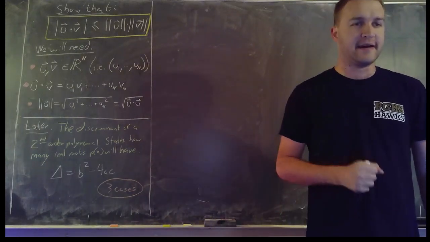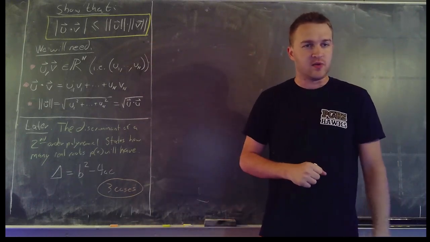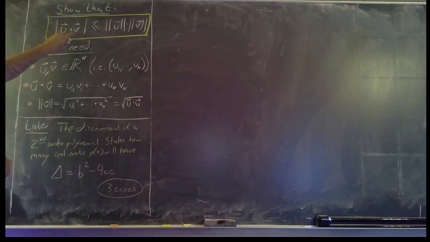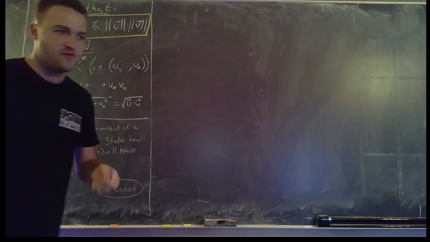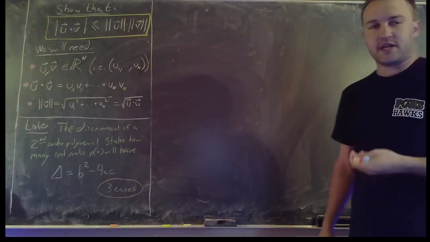Welcome back, and today I'm going to show you how to prove the Schwarz inequality. It says that if you take two vectors, u and v, and dot them using the dot product, then the absolute value of this is less than or equal to the product of the lengths of those two vectors.